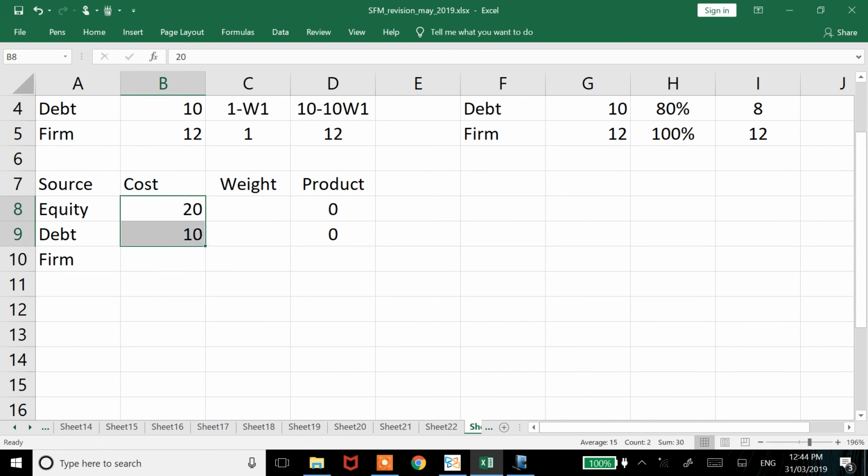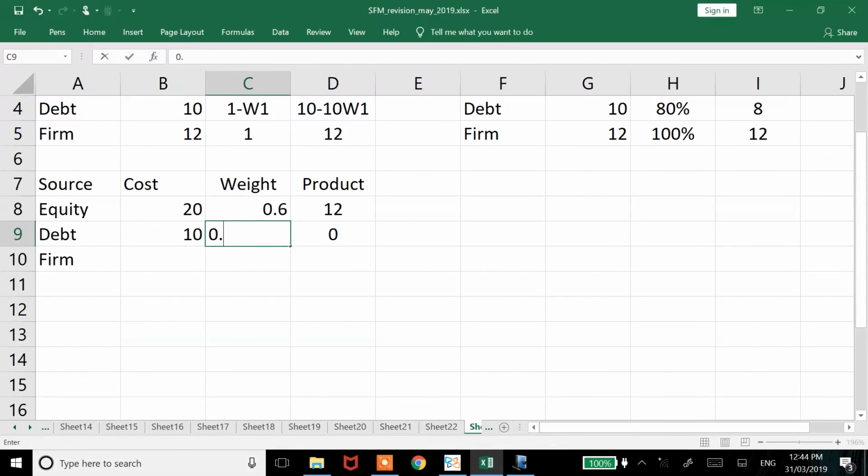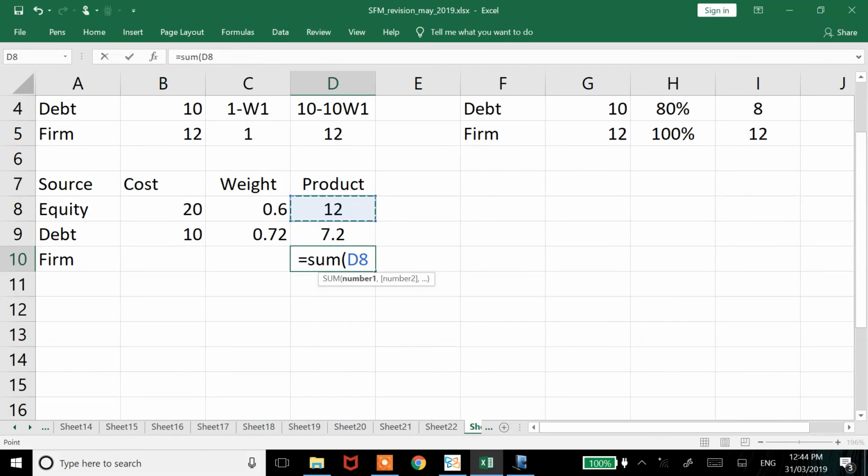So what we will do is, earlier the weight was 0.2. Now the weight is 0.6, thrice, 3 times of that. And the value of debt is 9/10 of its book value, which is 0.72. The rule is, at any stage, the second and third column multiplication will be the fourth column. So here you will end up dividing now. The moment you divide, you will get the overall firm's WACC. So it need not add up to 1.